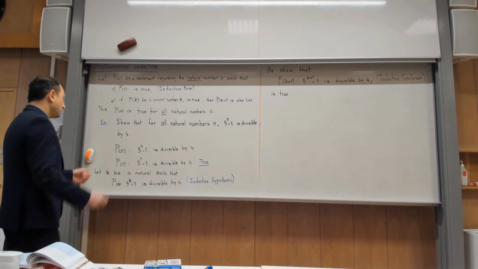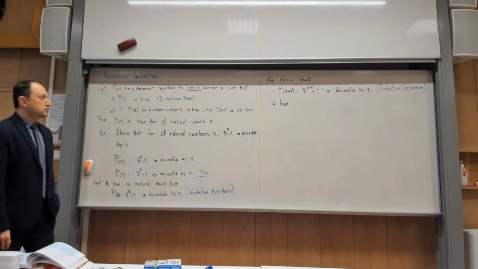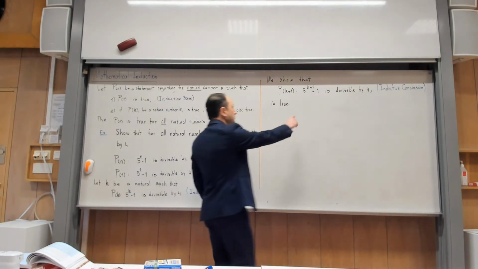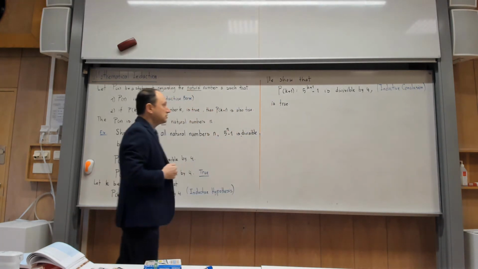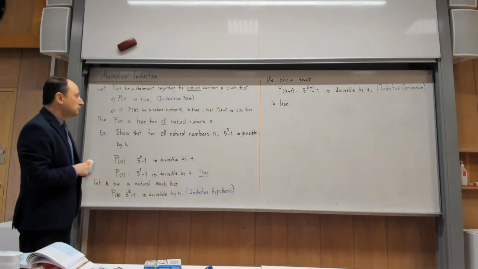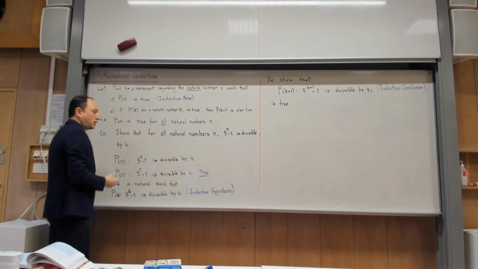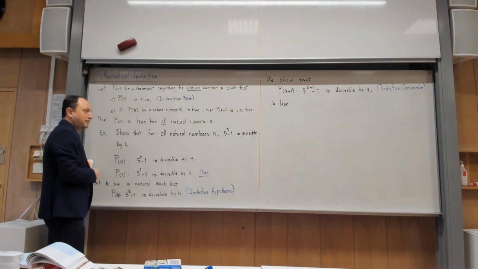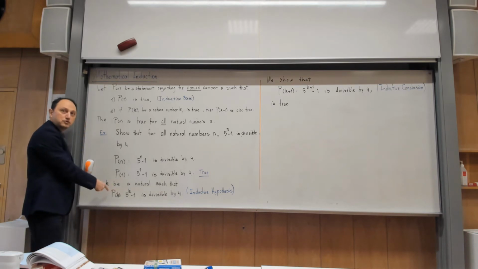Okay, so now my duty is to show that 5 to the power of k plus 1 minus 1 is divisible by 4. Why is this such a powerful tool in our hand? Because when I ask you to prove this, you have to find a way to prove it. You do not have any tools in your hand. But now I have a very important tool in my hand.